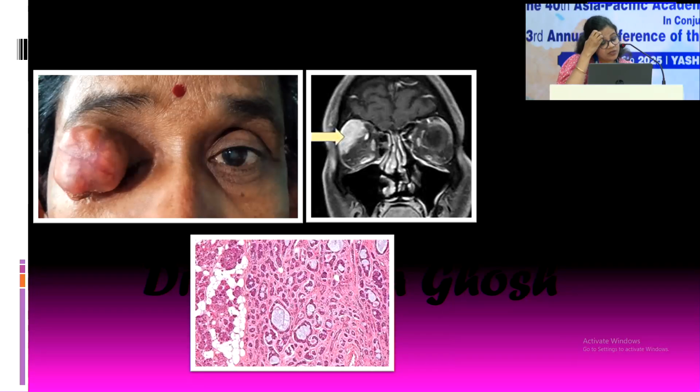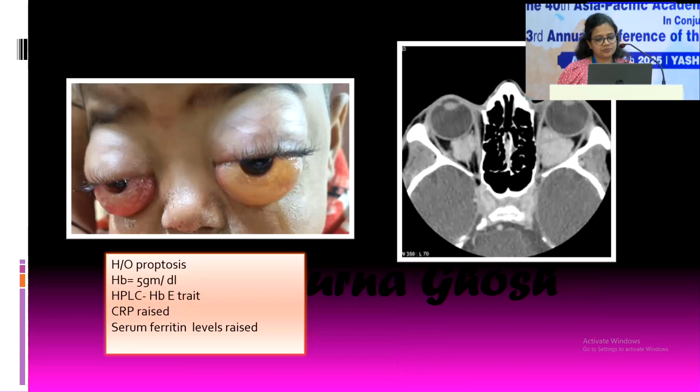This lady, what we assumed initially was a sebaceous gland carcinoma. Basically, it was a lacrimal gland carcinoma, which had presented with rapidly progressive swelling in the right orbit. I was not very sure about the diagnosis of this boy.